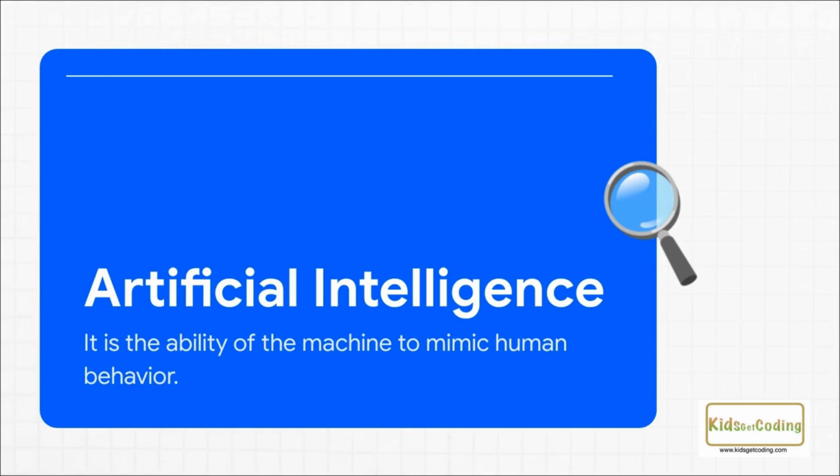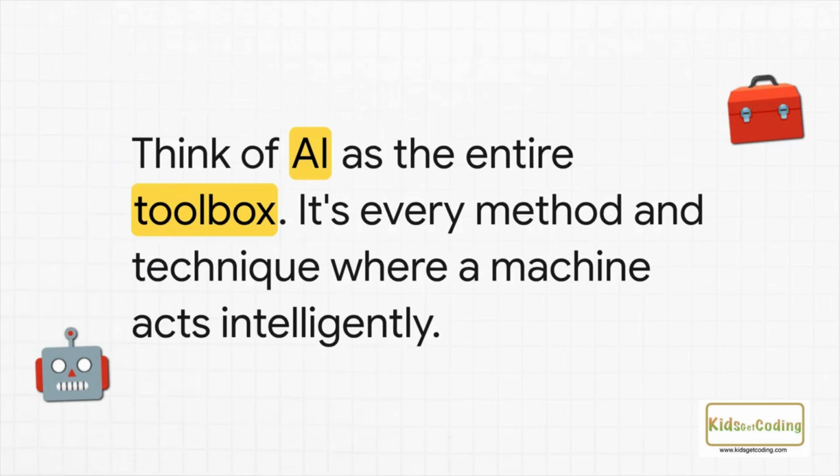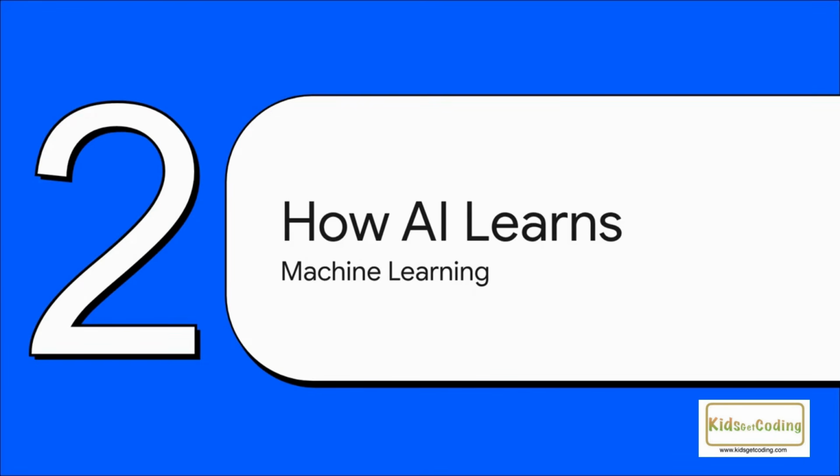Or, hey, here's another way to think about it. AI is the entire toolbox. It's got everything inside. Every single tool, every method, every technique we use to make a machine seem smart. Whether that's a computer that can beat a grandmaster at chess, or your phone's smart assistant understanding what you're asking it. Okay, so if AI is the whole toolbox, what's actually in it? Well, let's open it up.